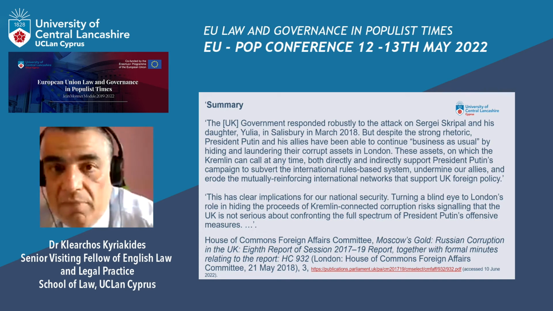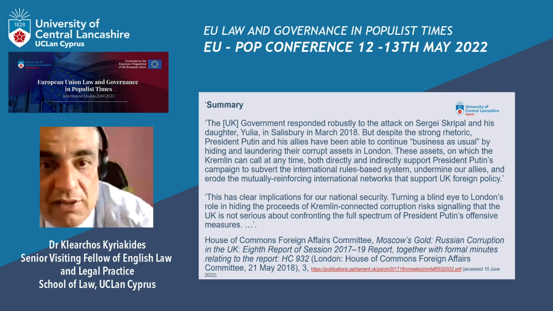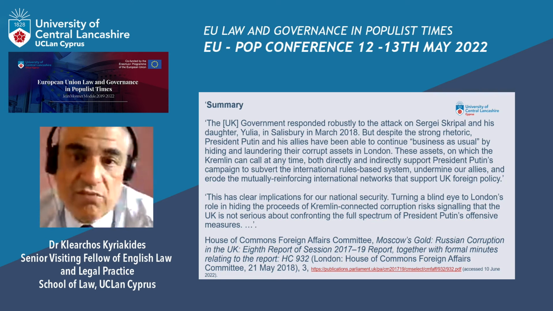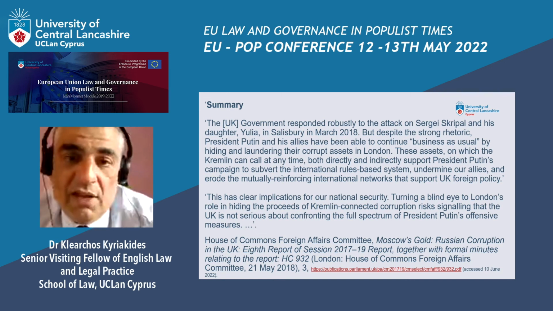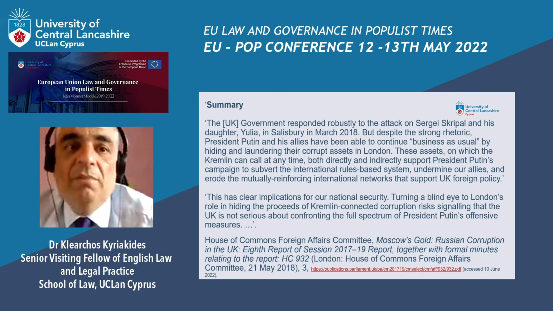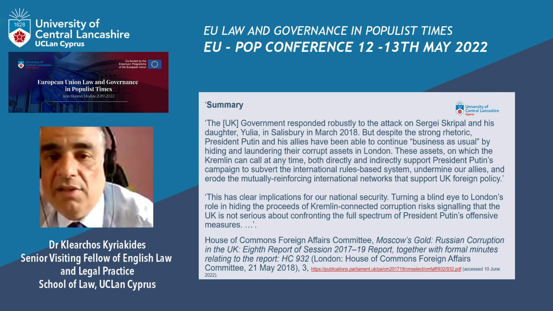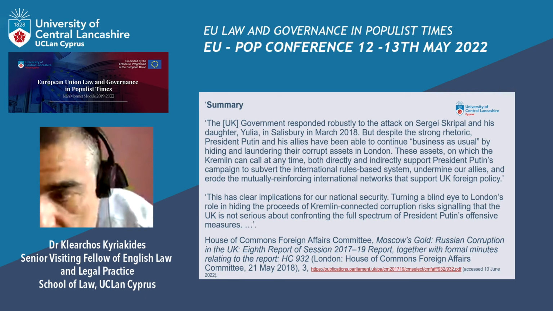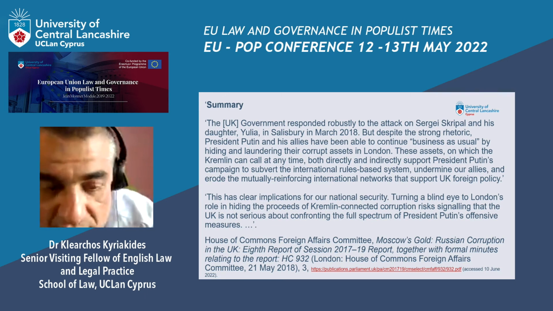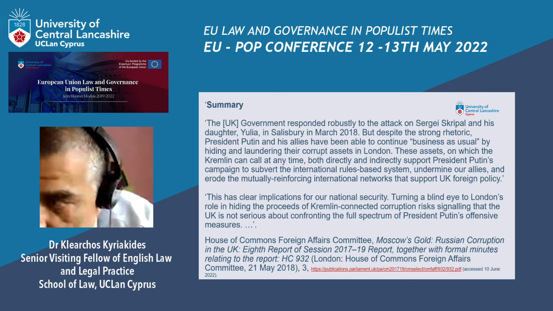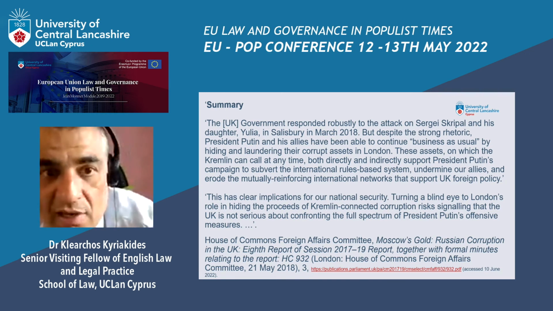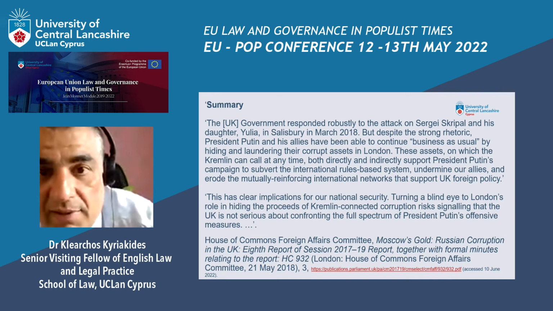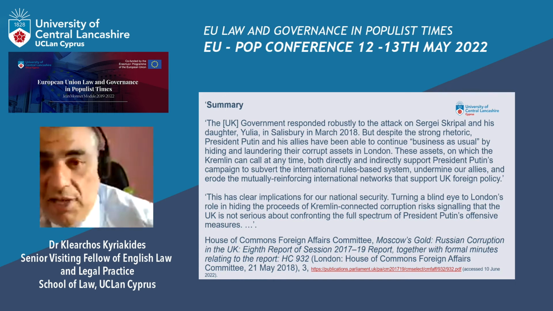The UK government responded robustly to the attack on Sergei Skripal and his daughter Yulia in Salisbury in March 2018 that was attributed to Russia. But despite the strong rhetoric of the UK government, President Putin and his allies have been able to continue business as usual by hiding and laundering their corrupt assets in London. I have to say here, the UK House of Commons Foreign Affairs Committee has exercised parliamentary privilege by making that allegation, and I'm shielding myself behind that parliamentary privilege in echoing the allegation. But that was the allegation that they made, that President Putin and his allies have been able to continue business as usual by hiding and laundering their corrupt assets in London.